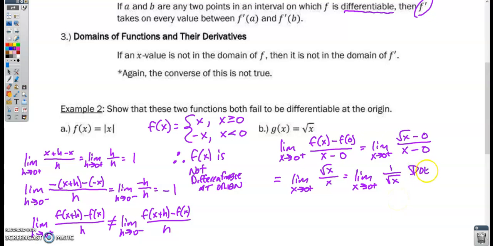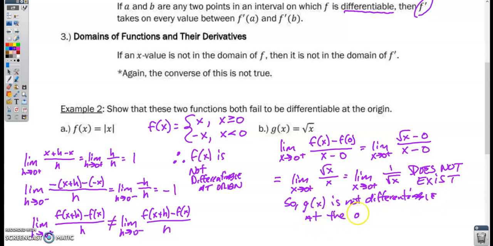This does not exist because of the division by 0. So g of x is not differentiable at the origin. By the way, the derivative doesn't exist from the left either because the function doesn't exist from the left, although we didn't even need to bring that into this scenario.